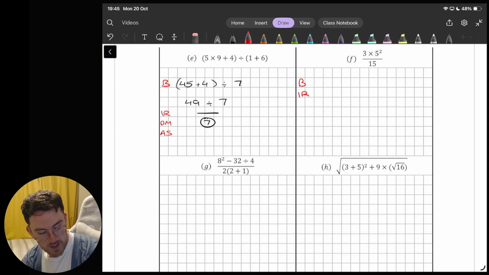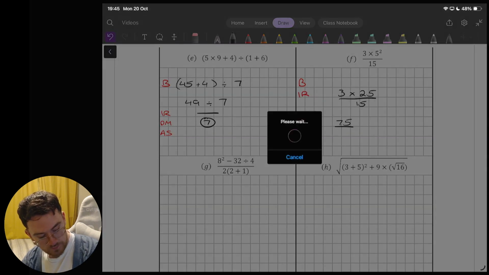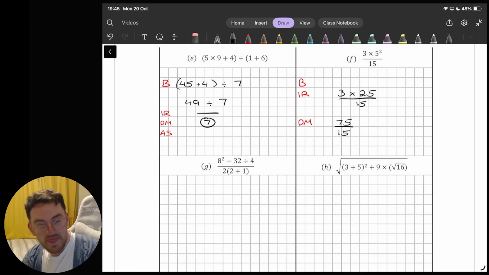We have no brackets. We do have powers to do. So 5 squared is 25. So 3 times 25 over 15. We can look to see if they're dividing or multiplying. There is multiplying to be done, which is 3 times 25, which is 75 over 15. And then we might consider the dividing that comes from the fraction there. 75 divided by 15, and that actually gives us 5.